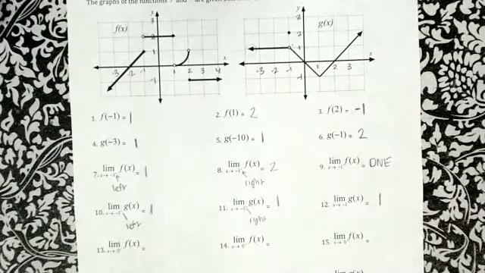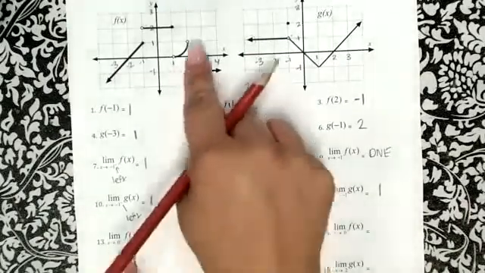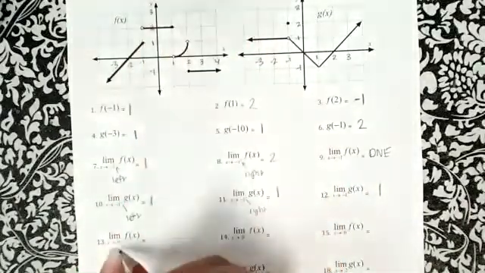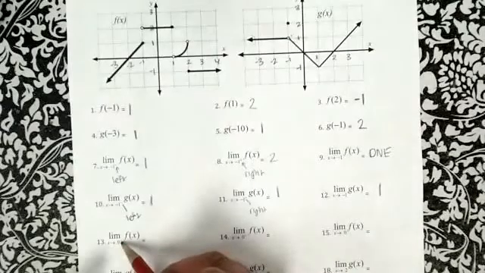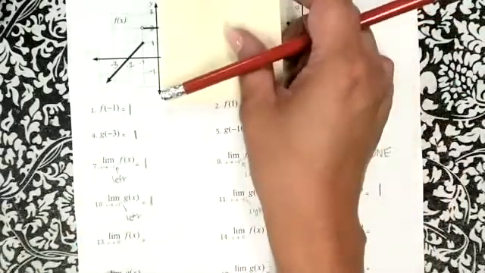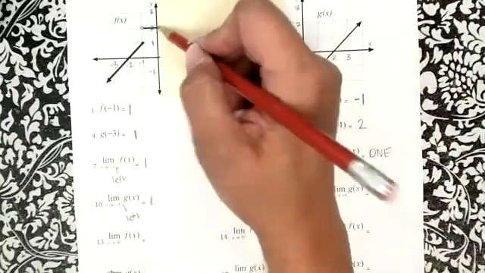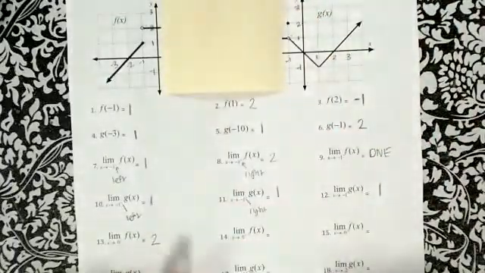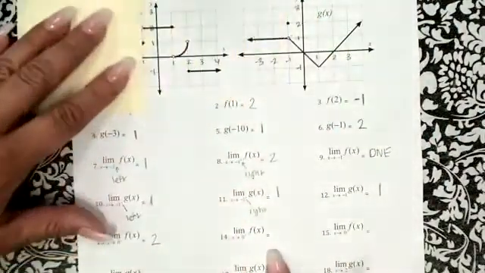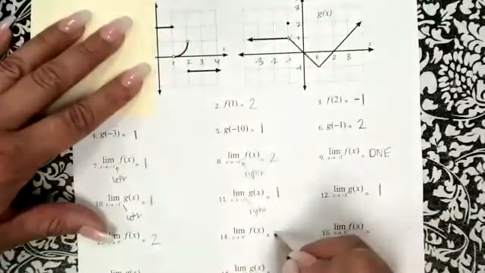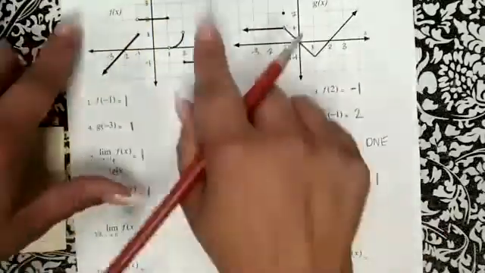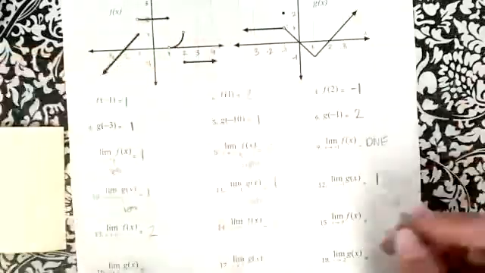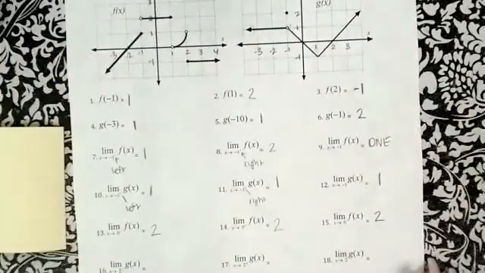I'm going to go ahead and solve them now. So right here, we're looking at the function f of x, which is this one. You want 0 from the left side. So here is 0 from the left side, and that number is going to be a 2. You want 0 from the right side. That's also going to be the number 2. So because the limit from the left and the right side are both going to 2, the answer is 2.